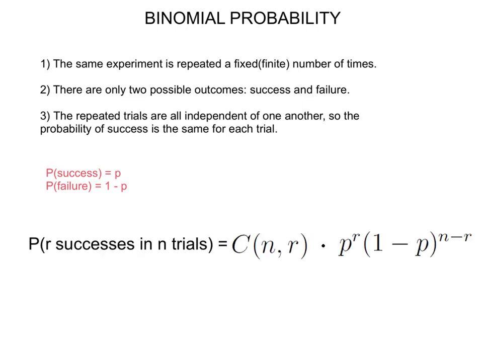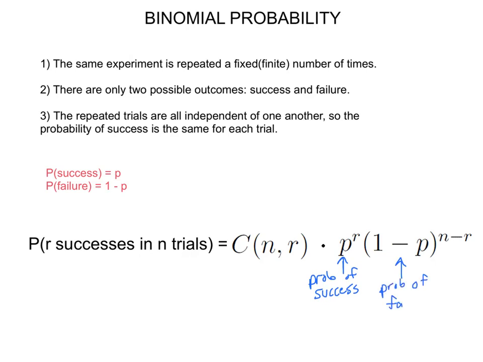This leaves our formula. So we have the probability of R successes in N trials, meaning we're going to do an N, that's our finite number of trials, and R is the number of successes that we want in those trials, is going to be the combination of N choose R, times the probability of success to the R power, times the probability of failure to the N minus R power. So notice again, P is going to be the probability of success, and 1 minus P is going to be the probability of failure.